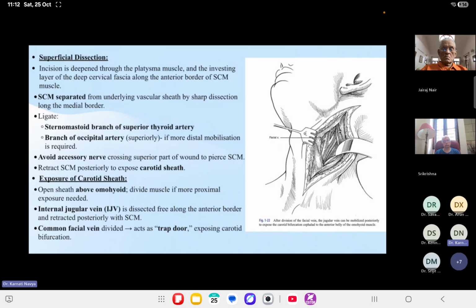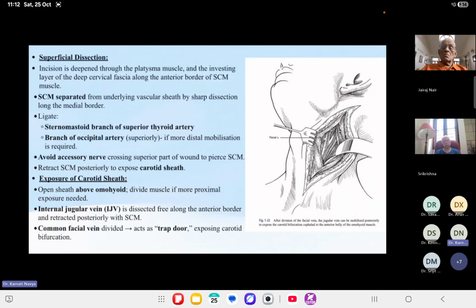And the branch of the occipital artery superiorly: if more distal mobilization is required, then the occipital branch is ligated superiorly. During this dissection, care should be taken to avoid injury to the accessory nerve, which pierces the sternocleidomastoid muscle in the superior part, the uppermost part of the wound. Then retract the sternocleidomastoid muscle posteriorly.